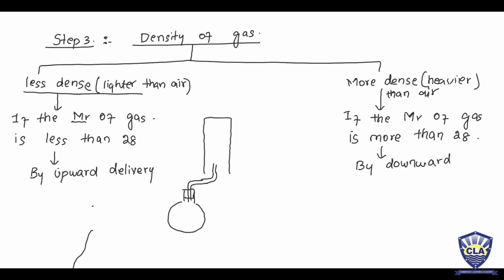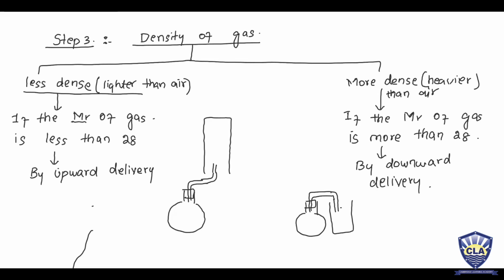By downward delivery. And what happens in the downward delivery? In the downward delivery, let's suppose this is the system by which the gas is being produced. Okay, so you should put the gas cylinder in that position like that.